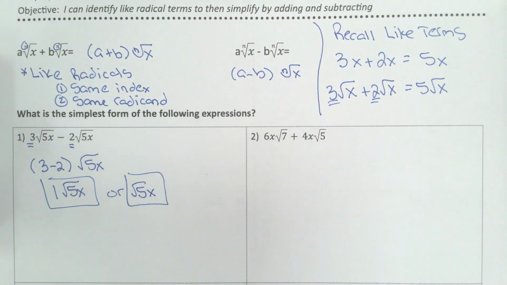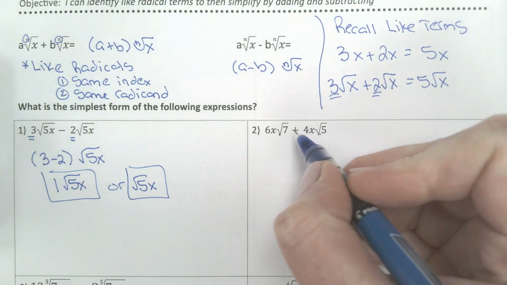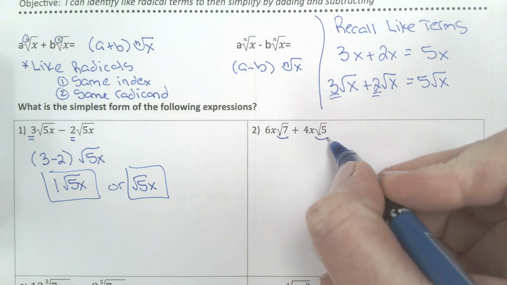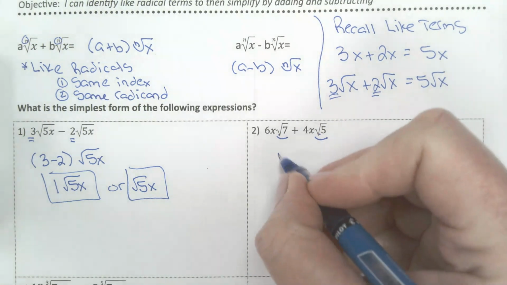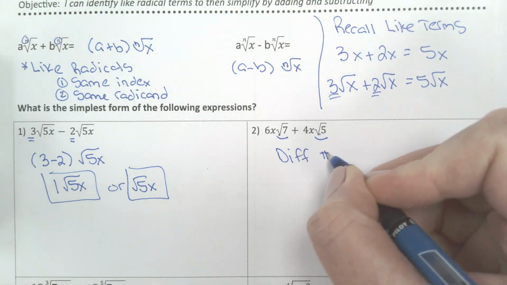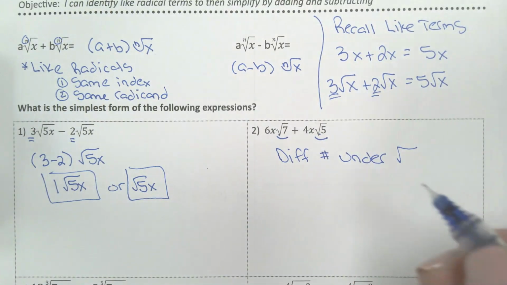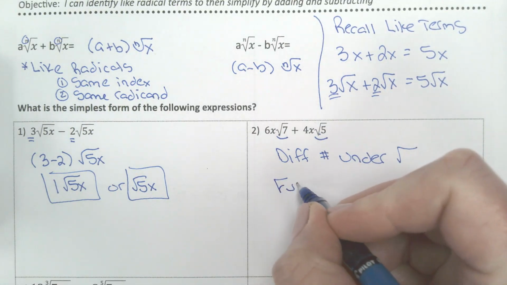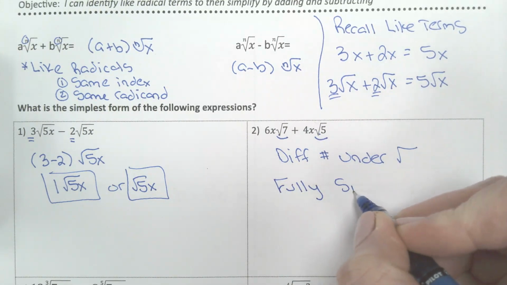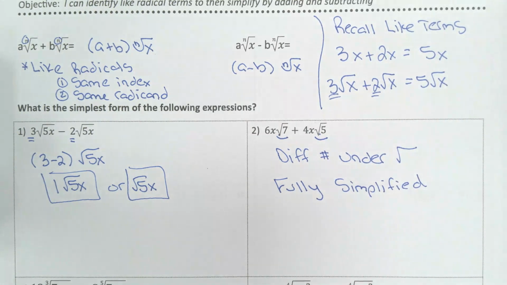So here on number 2, I have the same index. However, I have a radical 7 and a radical 5. So I have different numbers under the radical symbol. So therefore, I cannot simplify this any further, and I would just write fully simplified. That one is all done, ready to move on to the next one.